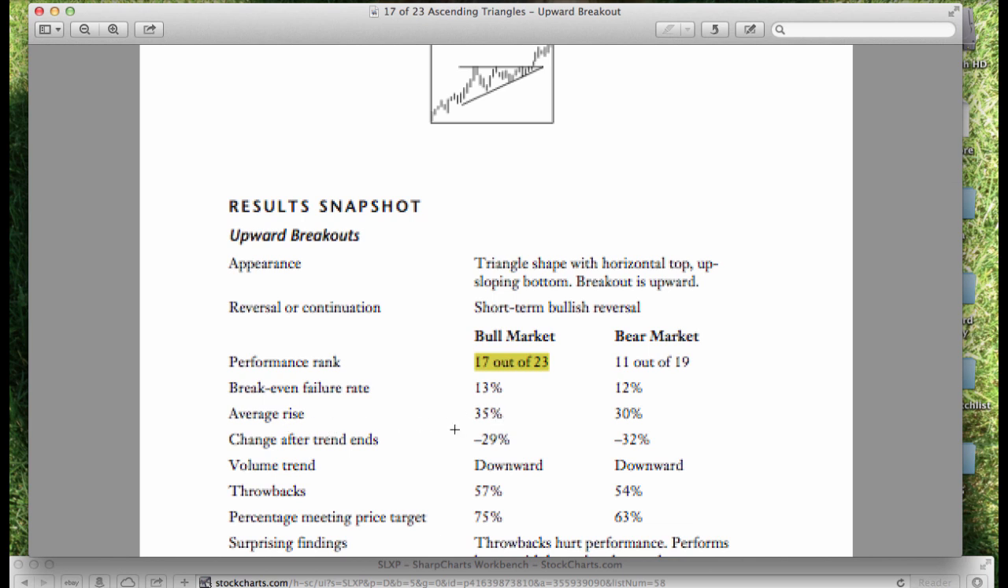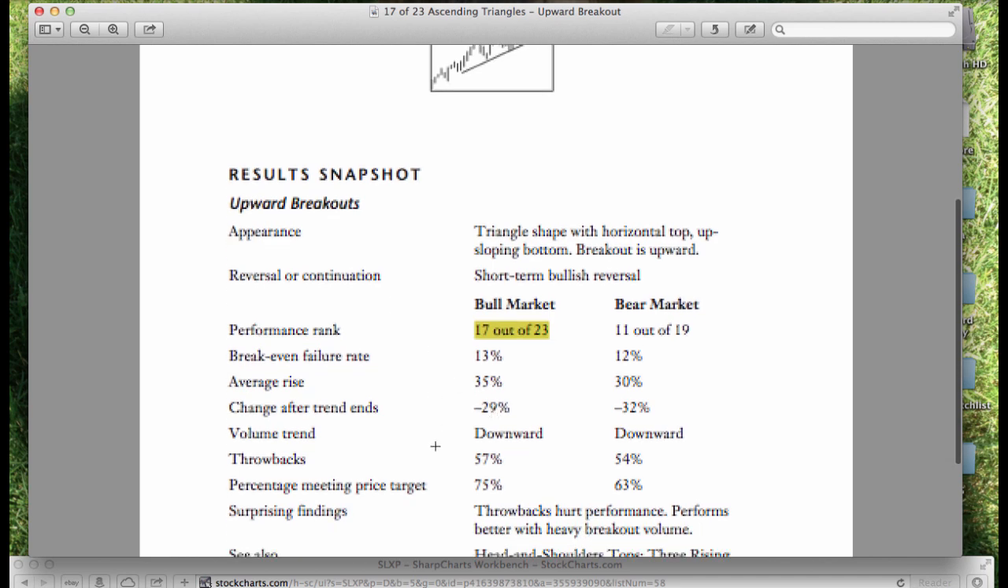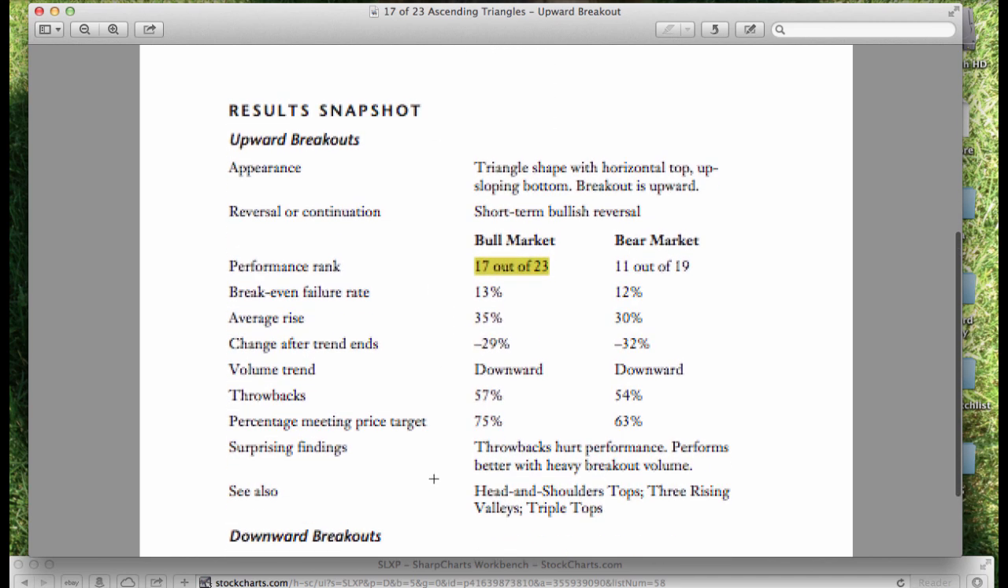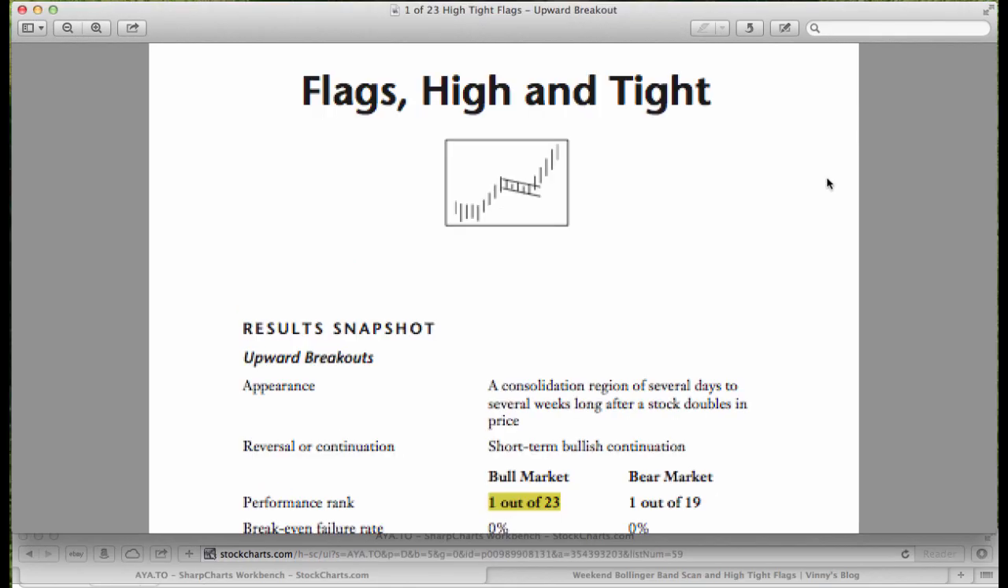You have an average 35% rise after the breakout, and you can see the rest of the statistics here. So that's what we looked for. Typically you just want to see an upward breakout and trade accordingly. Okay, so let's look at the number one pattern that Bukowski studied.